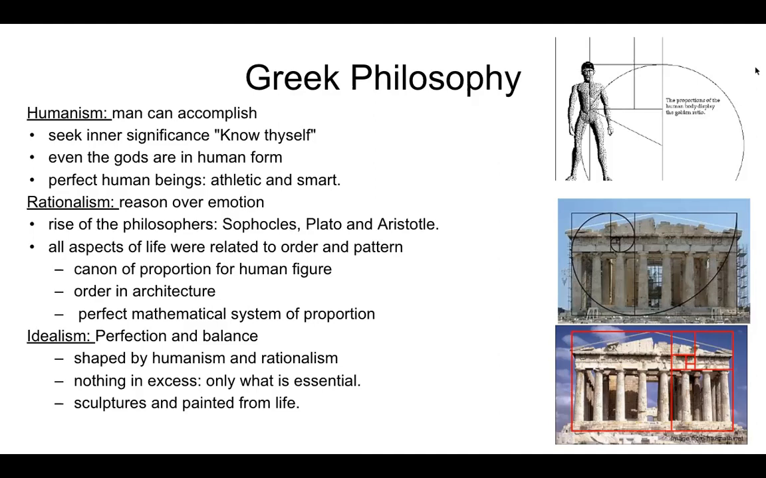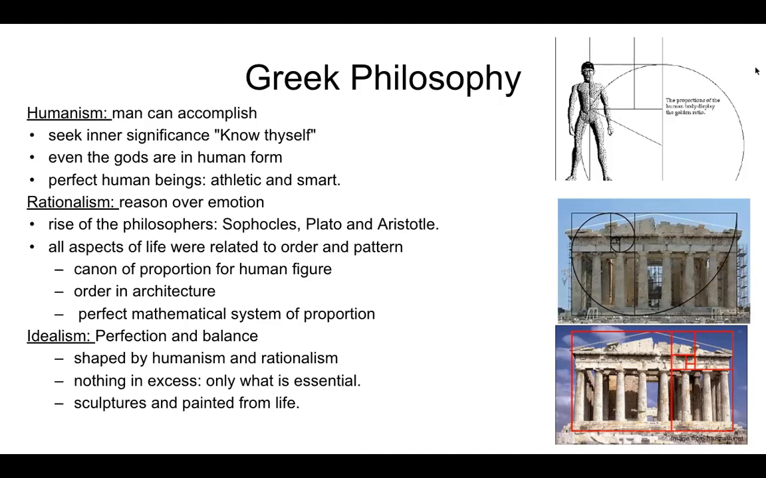And this was rooted in the philosophers of the day, right? You probably know all these names, right? So all aspects of life should be related to order and pattern. So when we talk about art, this impacted the canon of proportions of the human figure, right? The order in architecture and the perfect mathematical systems of proportion in both.